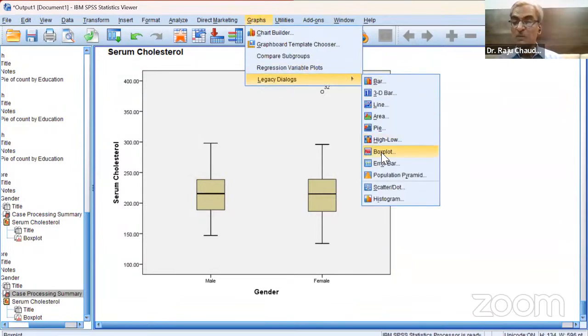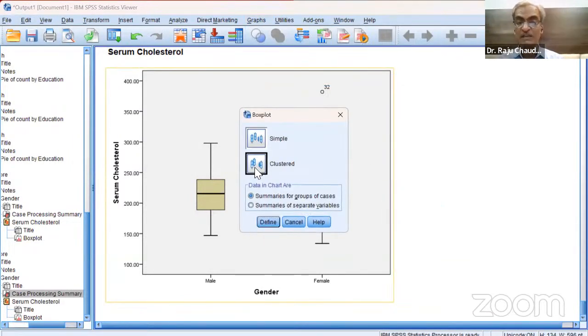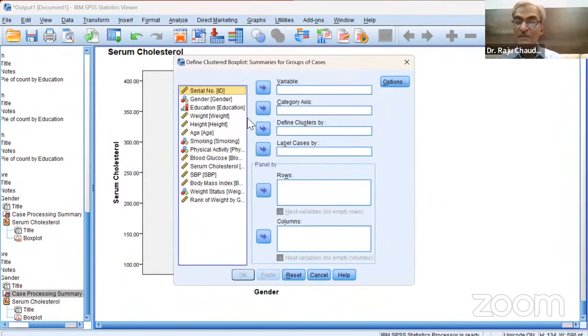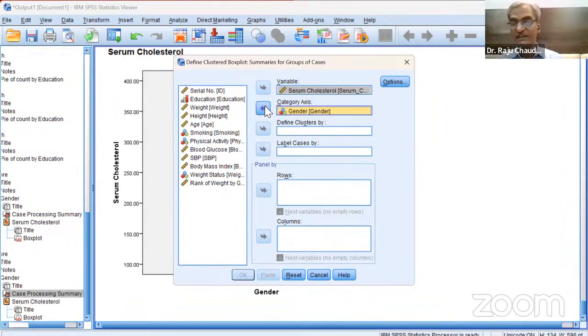we can create a box plot of a numerical variable, say for example, serum cholesterol, right? And then as usual, gender, and cluster by smoking status. That means I have a separate box plot for smoker and non-smoker under the male category, and smoker and non-smoker under the female category. Okay, so this is how we can define a cluster.